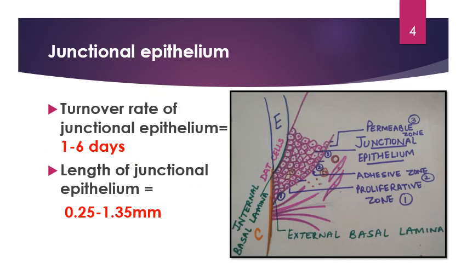That means minimum width is seen with the mandibular premolar area. Junctional epithelium has a turnover rate of 1 to 6 days. And the length of junctional epithelium is 0.25 to 1.35 mm.